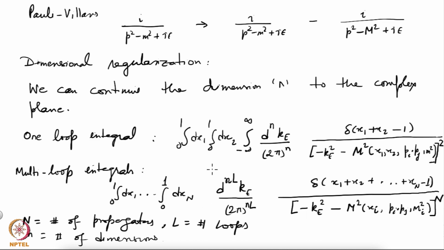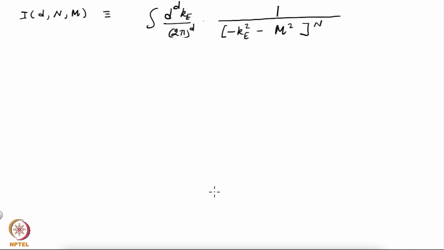But here you will have more factors of i, right? Because you had several loop integrals, L number of them. So you will have L factors of i, the complex i. But anyhow, let's look at this Euclidean integral and try to see if we can write down the integral in a manner where d is allowed to be complex.